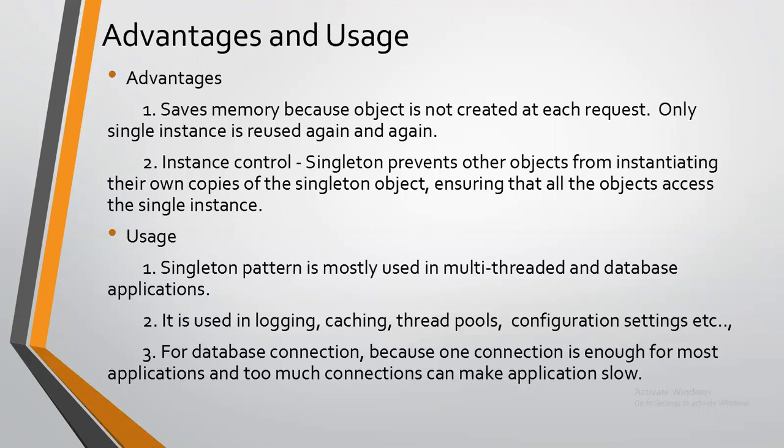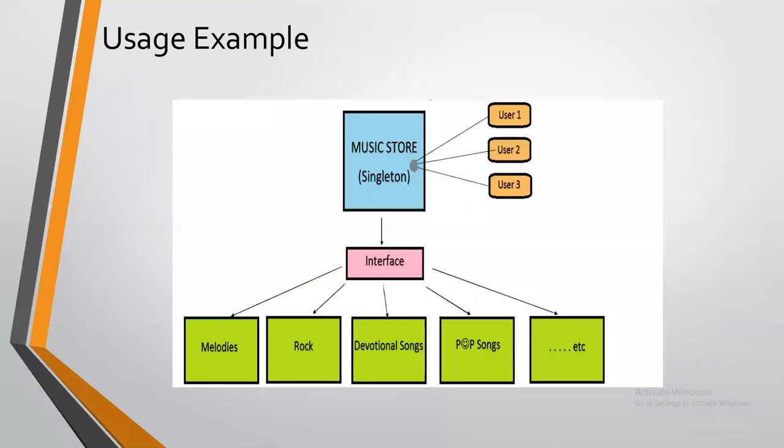Also, this singleton design pattern is used for database connections, because one connection is enough for most applications, and too many connections can make applications slow. If we have multiple connections for a single application, it will reduce the application performance. So it is better to use a singleton class for obtaining the database connection. This is a usage example.